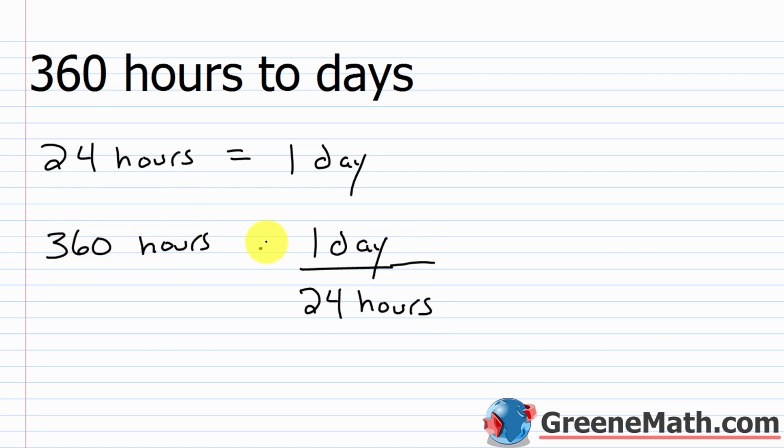So I'm just going to multiply 360 hours by this unit fraction here. Again, the units that we don't want will cancel out. Hours will cancel with hours. And I'm basically just left with 360 times 1 day over 24. Just forget about the unit for a second and think about it as 360 times 1 over 24. That's basically 360 divided by 24.